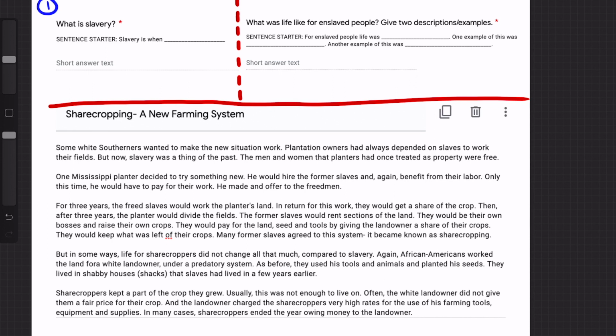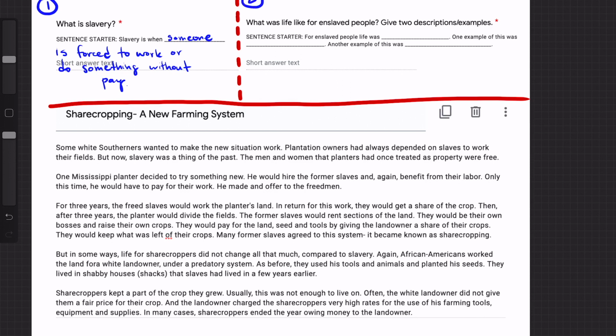So what is slavery? Slavery is when, for me, someone is forced to work or do something without pay. Okay, so this is my opinion of what slavery is. This is to get my brain used to the idea of what slavery is so that when I read the reading, I can draw comparisons between slavery and sharecropping. That is the ultimate goal.